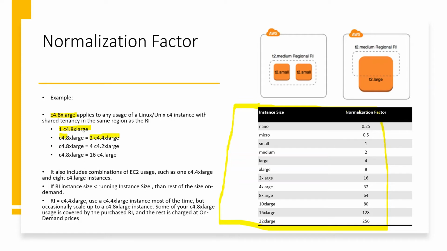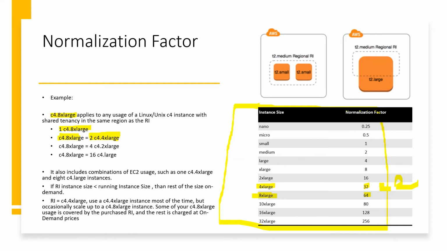Similarly, if I'm running two C4.4xlarge in my account as on-demand, then I need not pay either. So one C4.8xlarge is equal to two C4.4xlarge. This is totally based on the normalization factor. For example, if I take C4.8xlarge, the normalization factor is 64. If I take C4.4xlarge, the factor is 32. So 64 divided by 32 is 2. So two 4xlarge is equal to one 8xlarge. As simple as that.